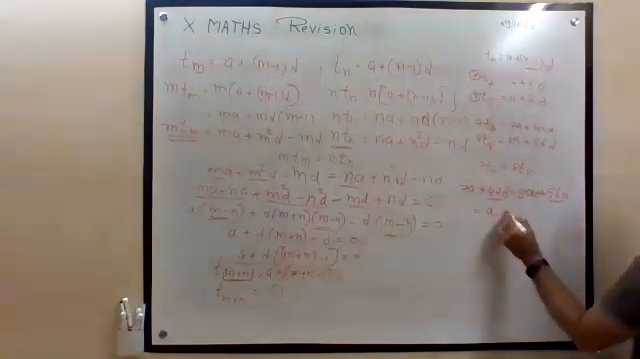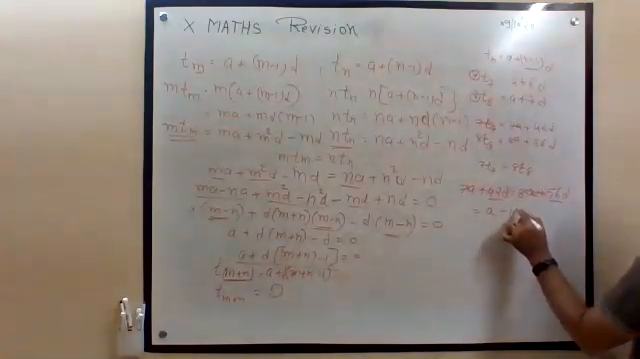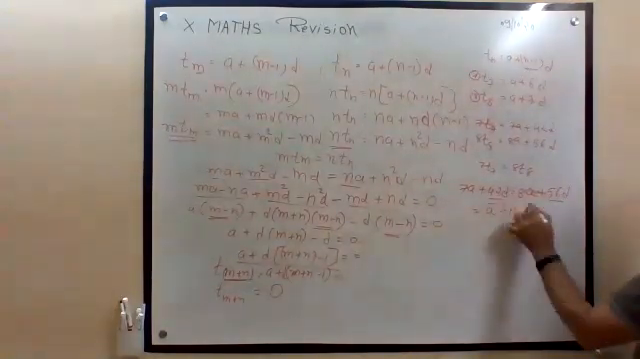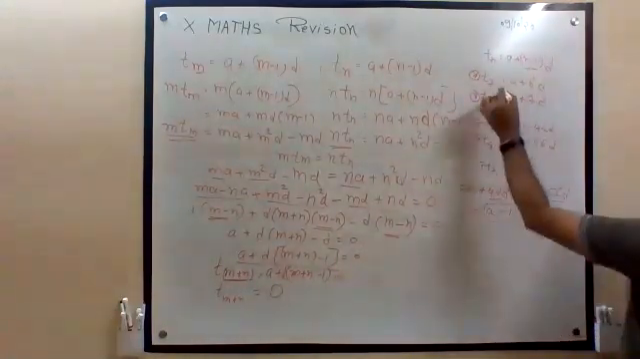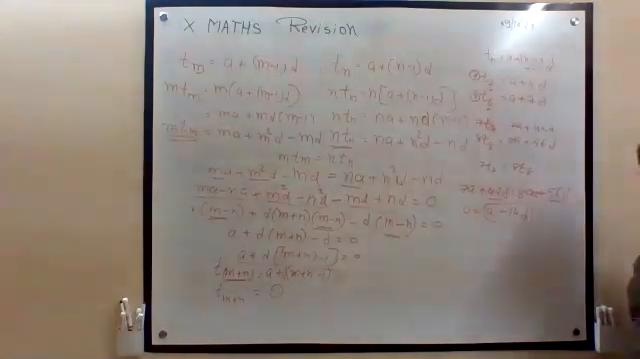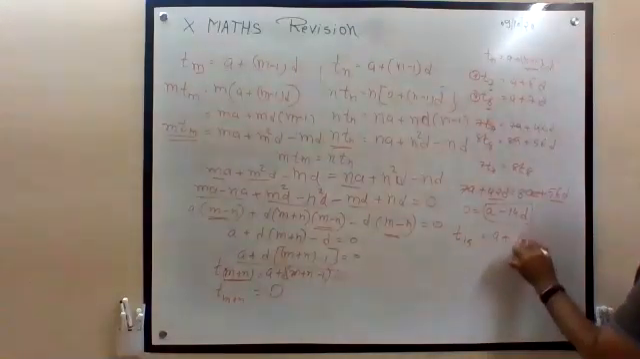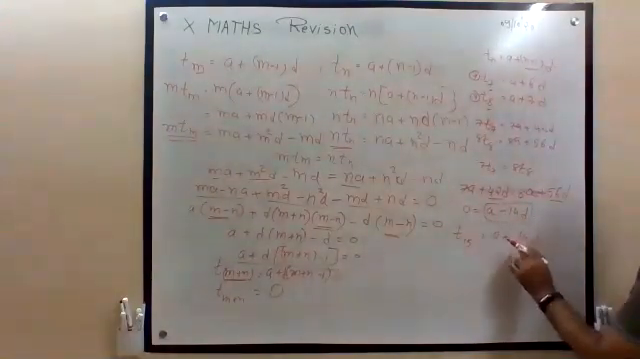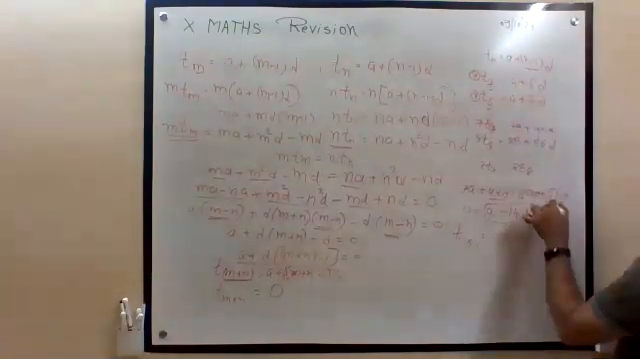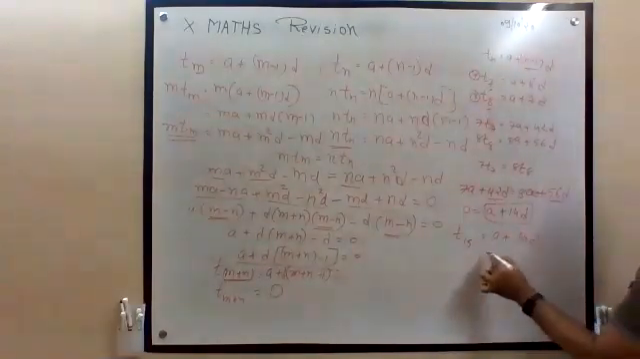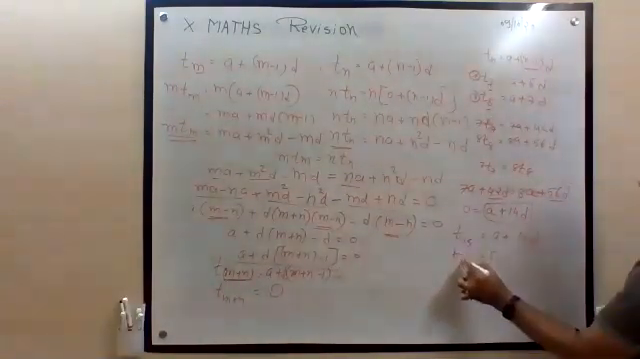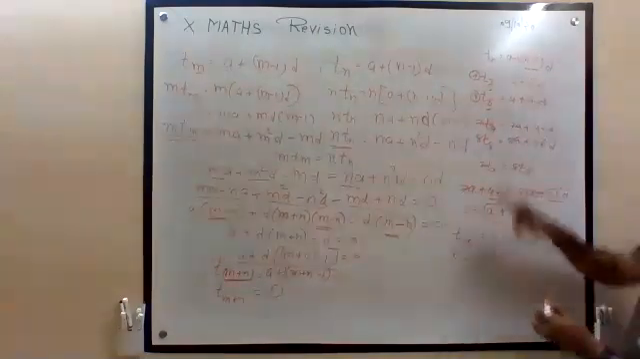56 minus 42, 14D, correct? This is 0. Now 8 plus 7 is how much? 15. So T15 is equal to A plus 14D, and A plus 14D is equal to 0. So T15 is equal to 0.